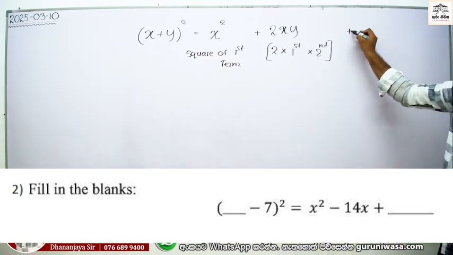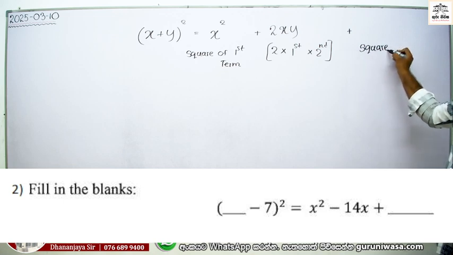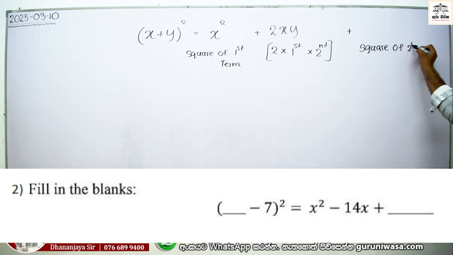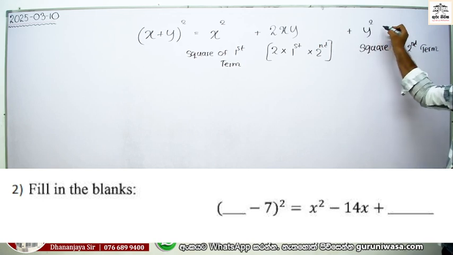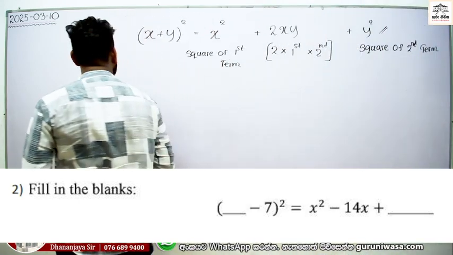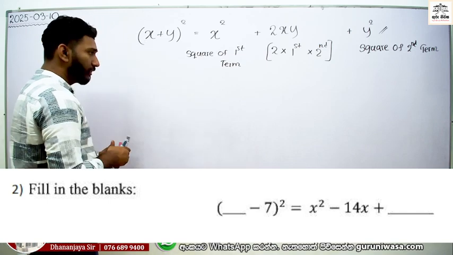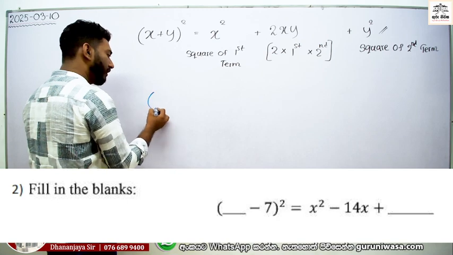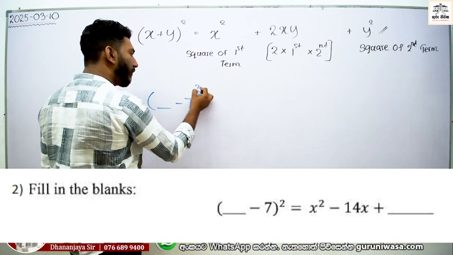And the final one becomes the square of the last term, the square of the second term. That means this one becomes y to the power of 2. And this is the expansion of the square of the binomial expression. Now look at the paper. Here is a blank minus 7 to the power of 2.